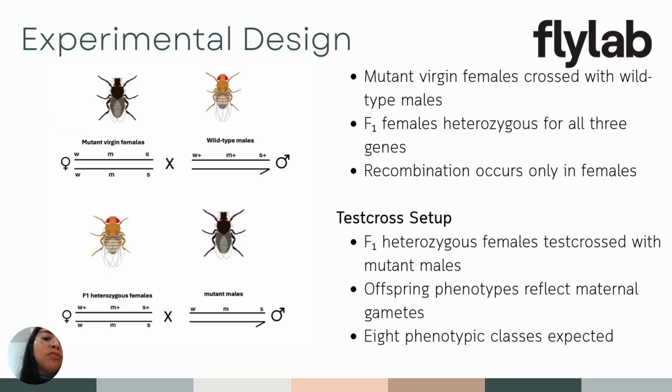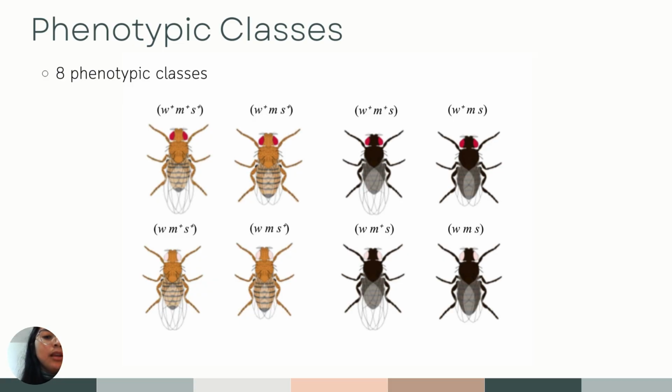A total of 8 phenotypic classes were expected. The offspring were categorized into 8 phenotypic classes, representing parental types, single crossovers, and double crossovers. To improve accuracy and reduce sampling error, data from my experiment were pooled with data from partner groups, increasing the total number of offspring analyzed.